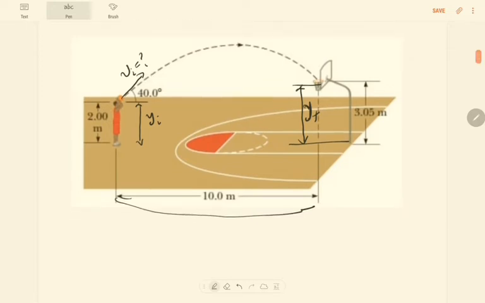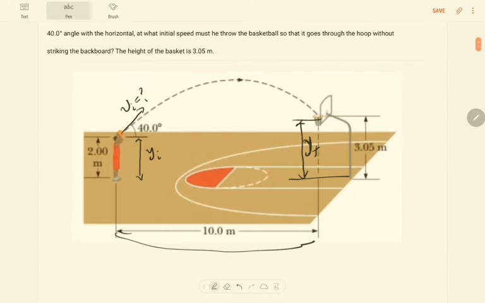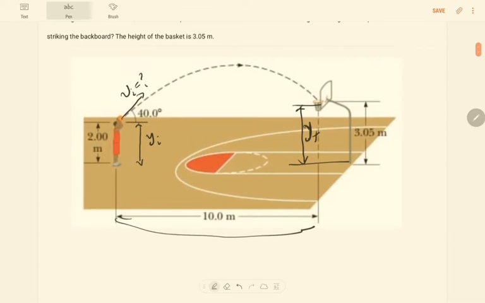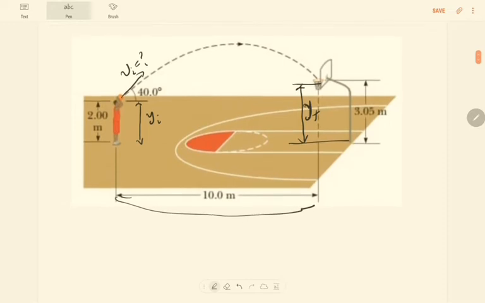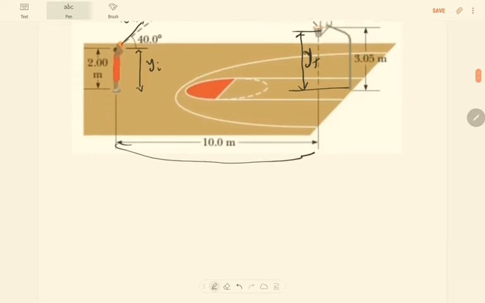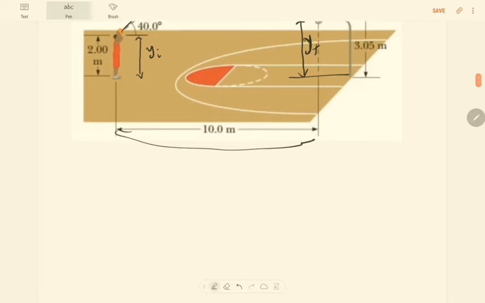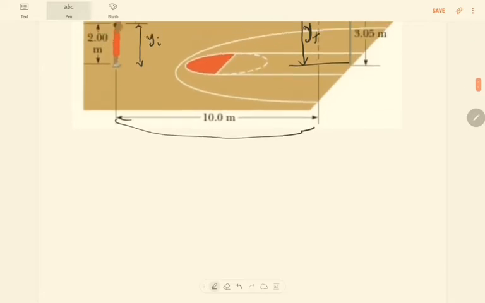In this problem, time is totally devoid, we are not considering time here. So based on this given information, let's just review some of the equations that govern projectile motion like this.